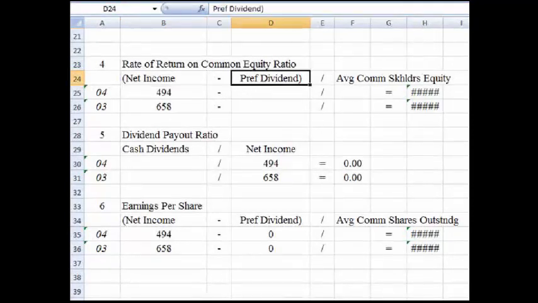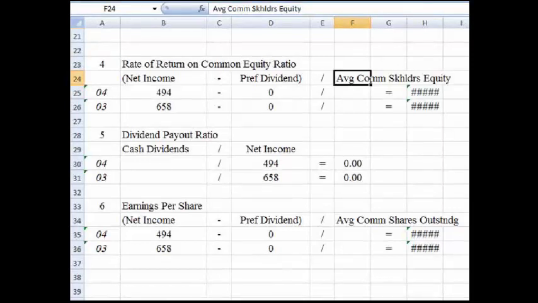The next item needed to calculate the ratio is preferred dividends. As we look at the balance sheet under stockholders' equity, we only see common stock listed. It's a safe conclusion to say that if there is no preferred stock, there are no preferred dividends. Therefore, the preferred dividend amount in both ratios is 0.